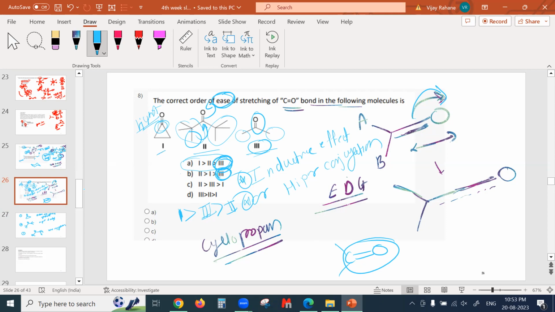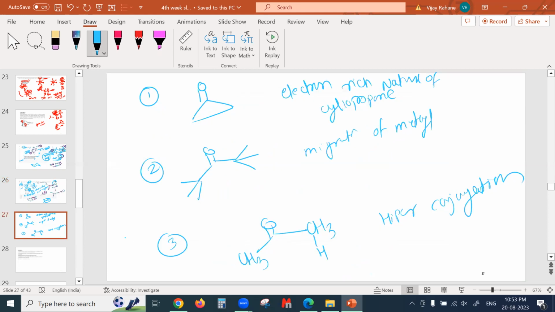This is because of the highest electron rich nature. This always tries to stay in this form, and also there are a lot of factors in this system. So 4n plus 2 pi electrons, which is aromatic. If you look at this cyclopropane system, if it converts into this form, there is no double bond, right? So this factor does not matter here.